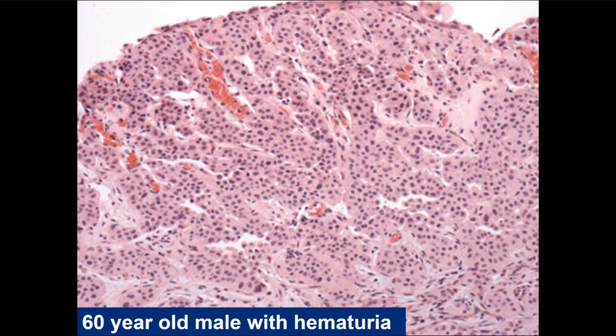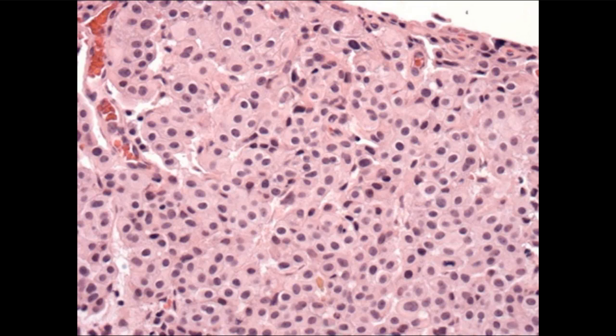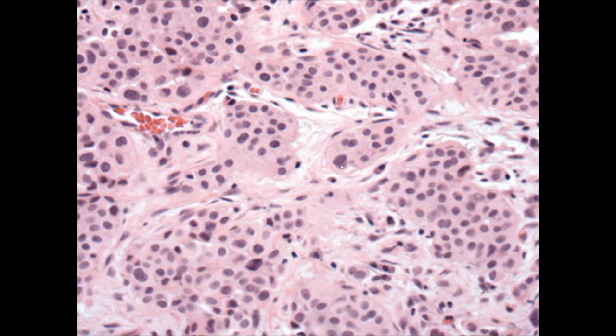The last case I want to discuss today is a 60-year-old male with hematuria. If you look at this, it looks very bland. Could this be cystitis cystica? Could this be bland urothelial nests in the stroma? At higher power, you can start to see some occasional mitoses. You can start to see some larger nuclei. For the most part, it does have a benign nested growth pattern.